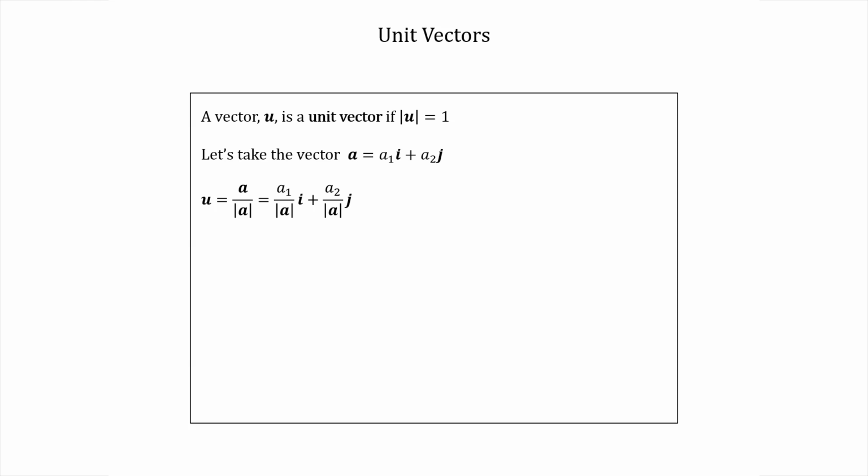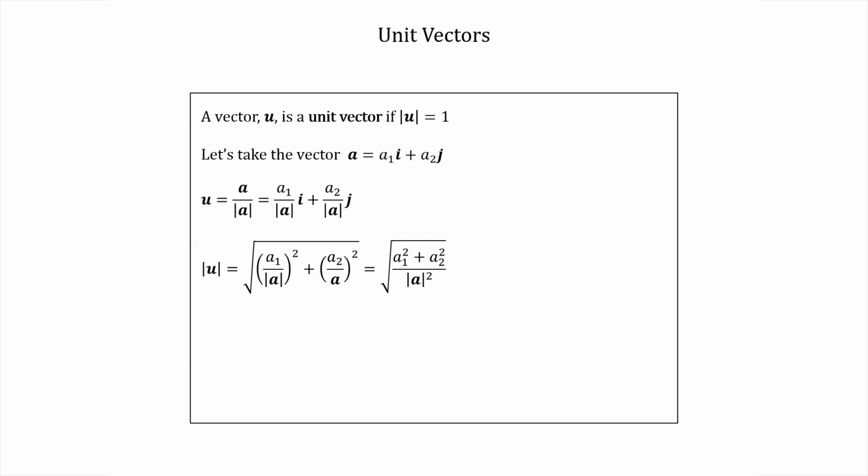So the magnitude of u is equal to the square root of (a1 over the magnitude of a) squared plus (a2 over the magnitude of a) squared. This just comes from Pythagoras' theorem, which was discussed in a previous video. This equals the square root of (a1 squared plus a2 squared) over the magnitude of a squared.